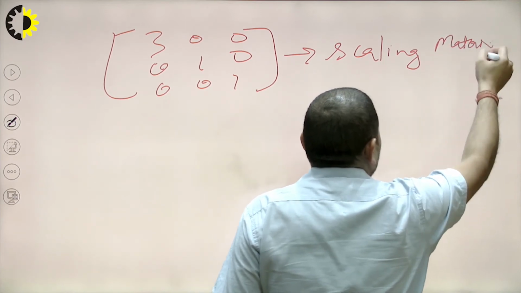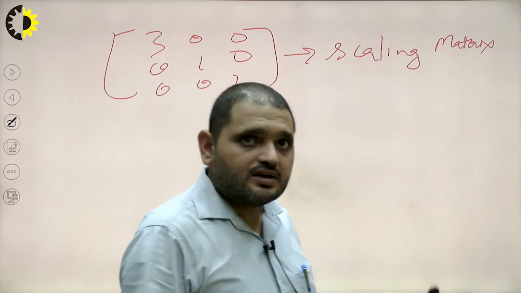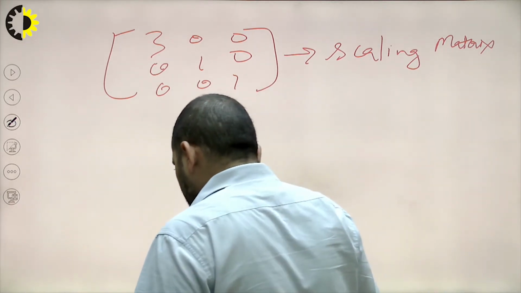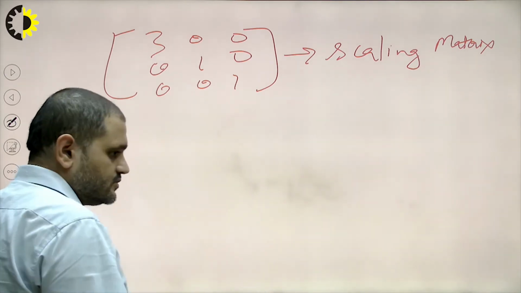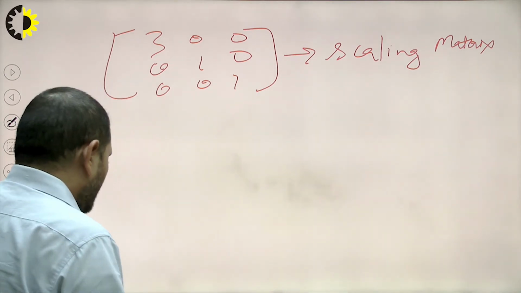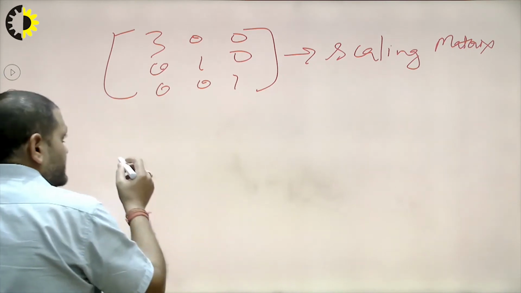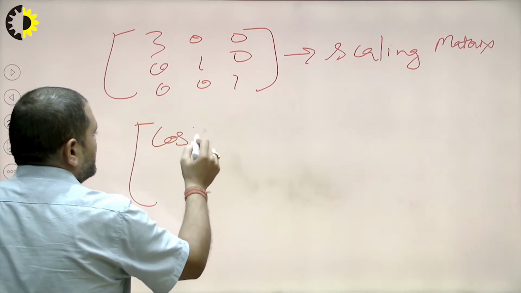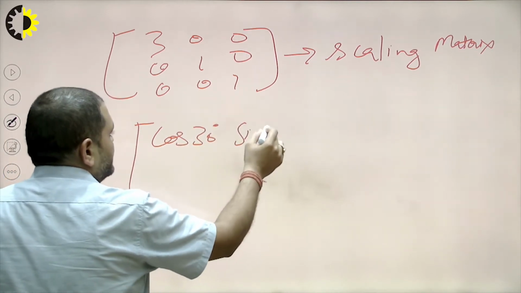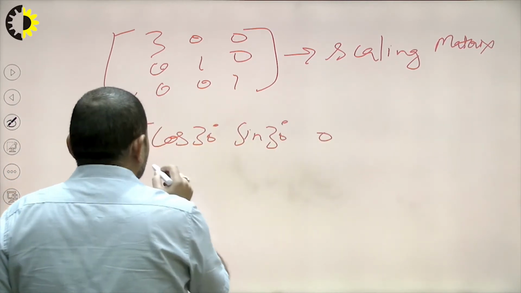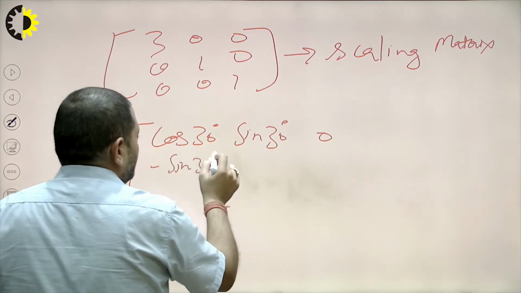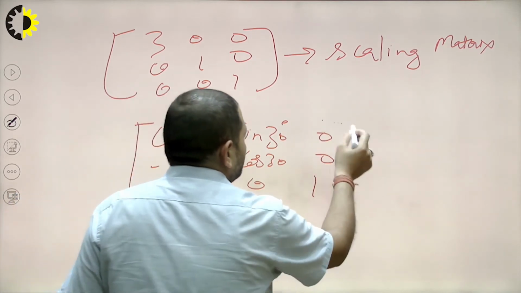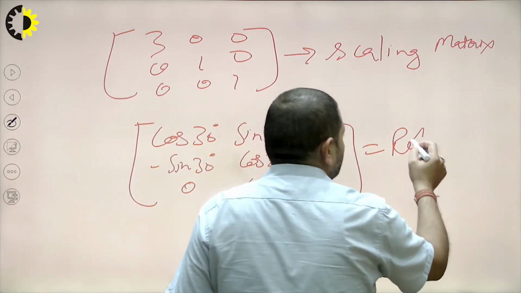So first was the translation matrix, then the scaling matrix. Now we will rotate this triangle by 30° in anti-clockwise direction. So in anti-clockwise direction, if I have to rotate by 30°, the rotation matrix will be equal to cos 30°, sin 30°, 0, minus sin 30°, cos 30°, 0, 0, 0, 1. This will be the rotation matrix.